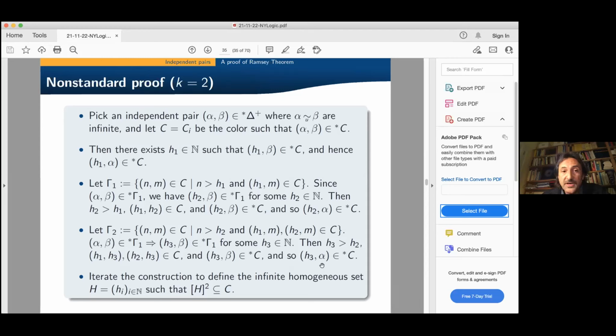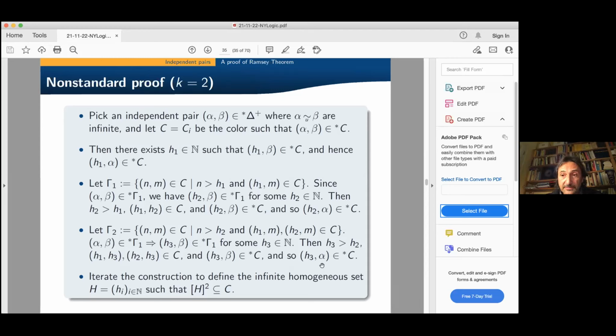And the construction is there. It just comes from the properties of independent pairs. If the pair alpha, beta belongs to star C, there must be some finite H1 so that (H1, beta) belongs to star C. Now, alpha and beta are equivalent, because we are taking an independent pair where alpha and beta are equivalent. That was the hypothesis. So also (H1, alpha) belongs to star C.